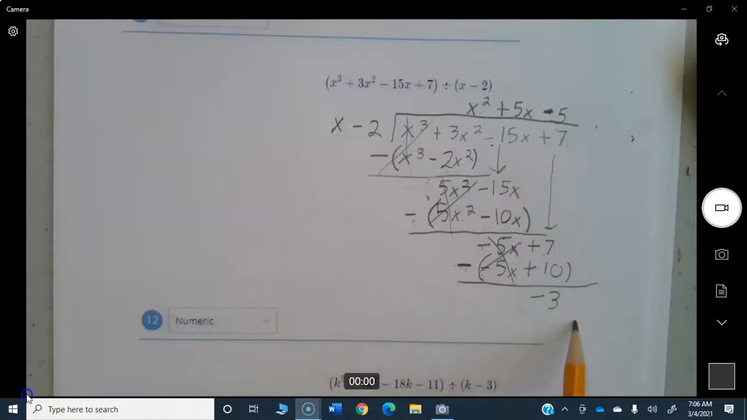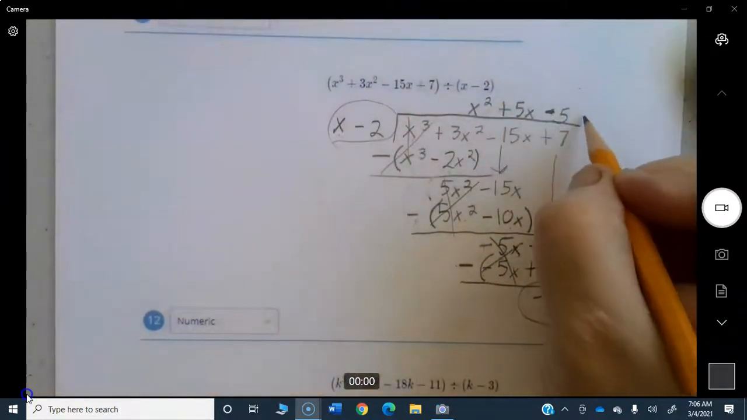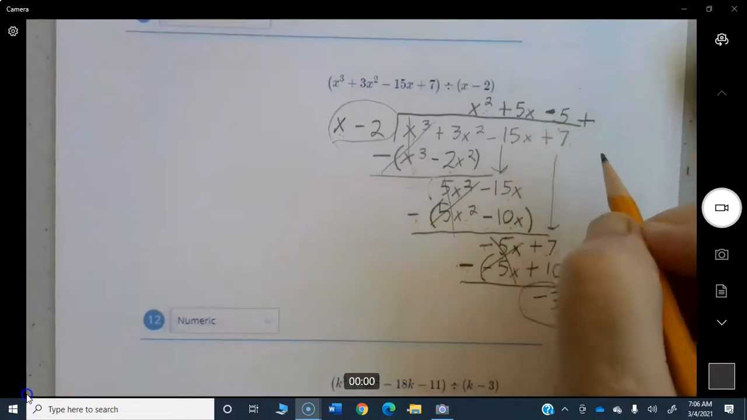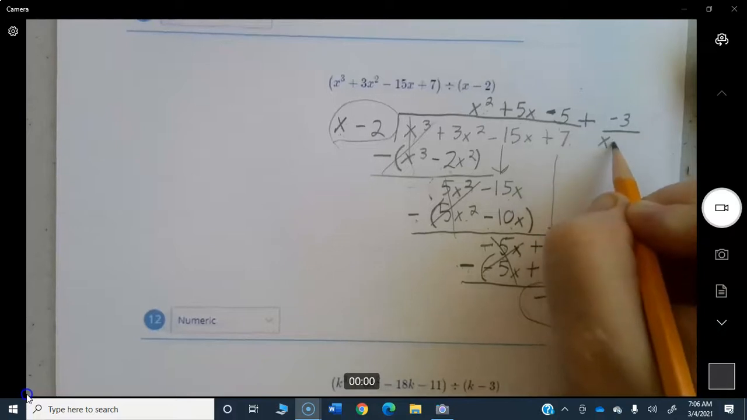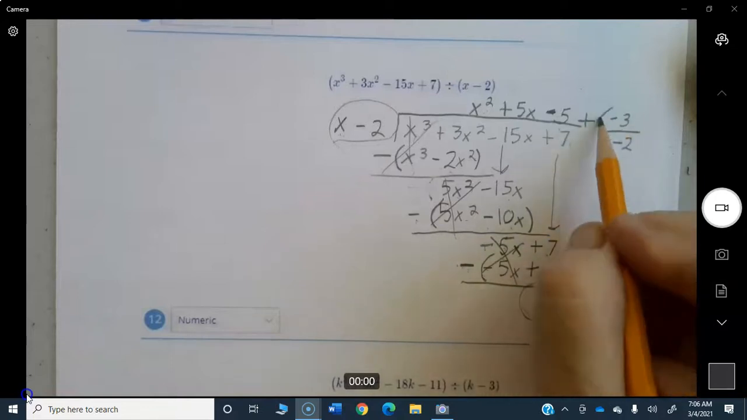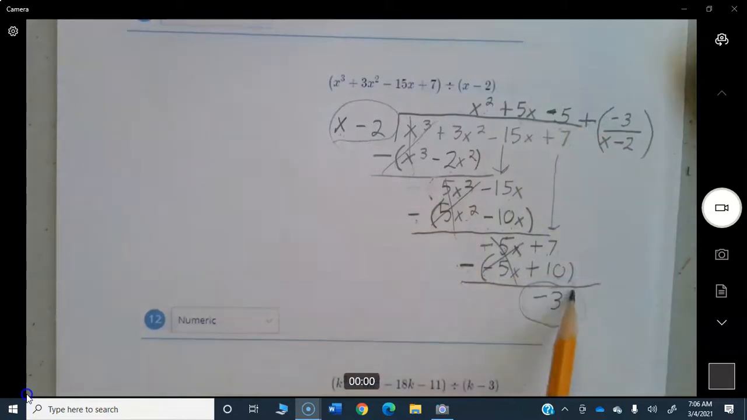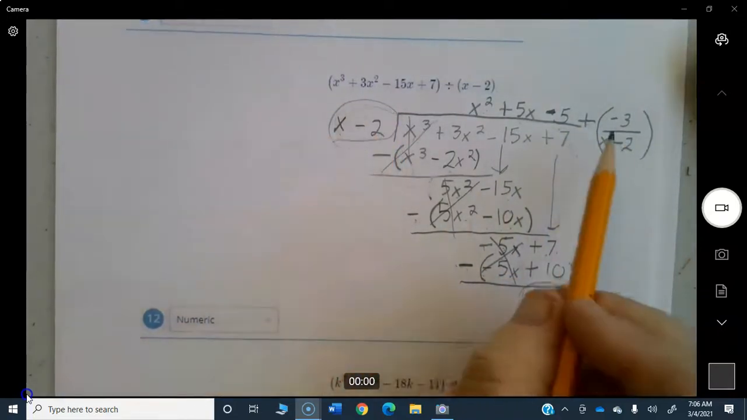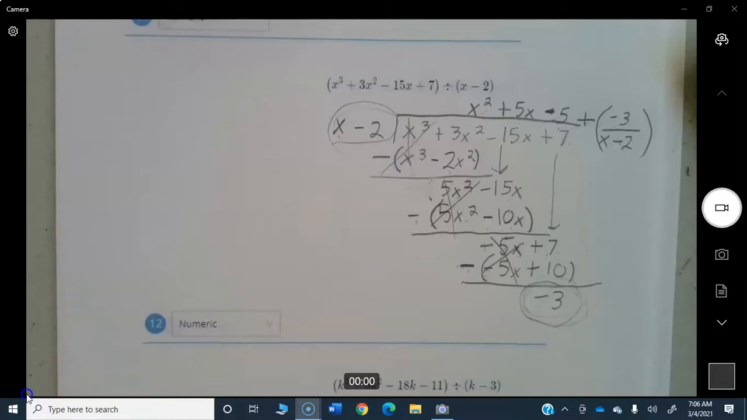So notice this time we did get a remainder. So the way you write a remainder is really simple. It's the remainder over the divisor. That's all you do. So you put it up here next to the answer. It's actually part of the answer. It's plus negative 3 over x minus 2. And anytime I have two math signs next to each other like that, I like to put one in parentheses like that. So you get your answer, then it's plus this number over the divisor. And that's all there is to a remainder. Okay? That's it.